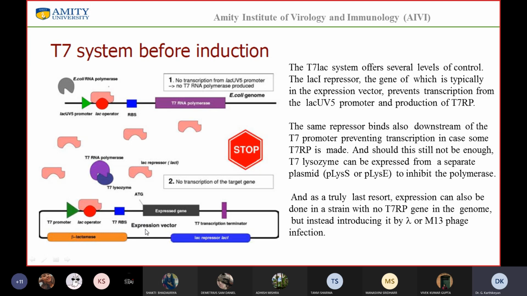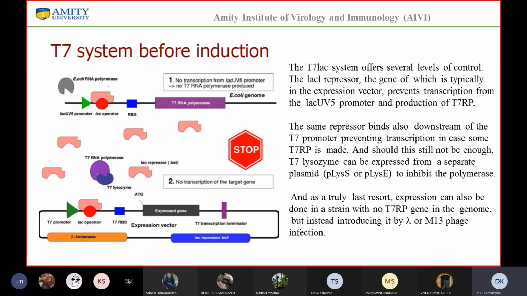One is this expression vector, which is the PET system, and this is in the E. coli genome. So the E. coli genome has T7 RNA polymerase, and your gene of interest is cloned in the PET system. This is your expression vector, and it has a T7 promoter, so this T7 RNA polymerase needs to recognize this T7 promoter and drive high levels of expression of your gene.